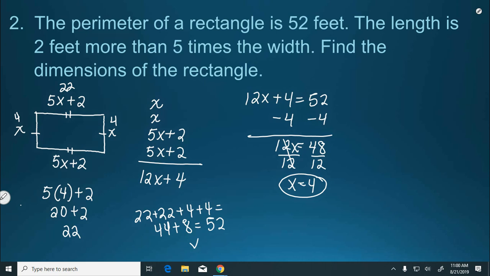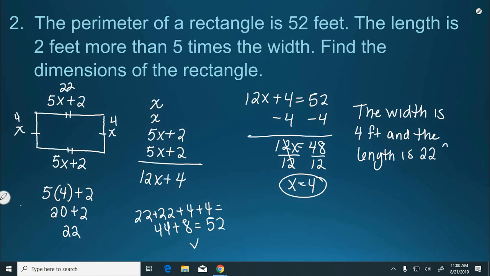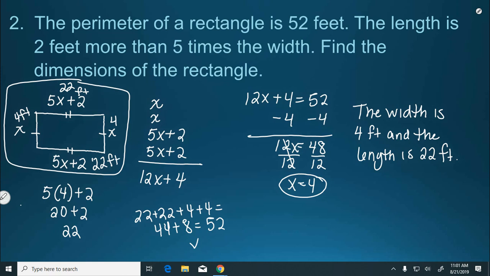We could take this one step further and write a sentence. We could say the width is 4 feet and the length is 22 feet. Okay, proving that you understand what dimensions are equivalent to each number. But typically, this here is enough of an answer. Make sure you put the units in as well. All right, let's move on to the next problem.